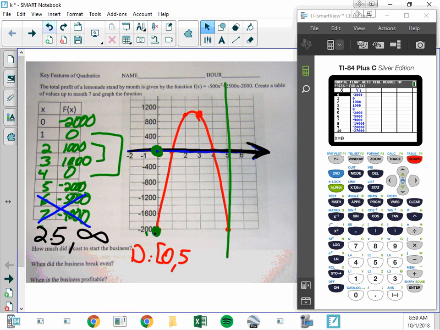At 5, do I hit? Yes. Do I hit at 5.1? No. It stops at 5. So the right side of the domain gets a bracket.